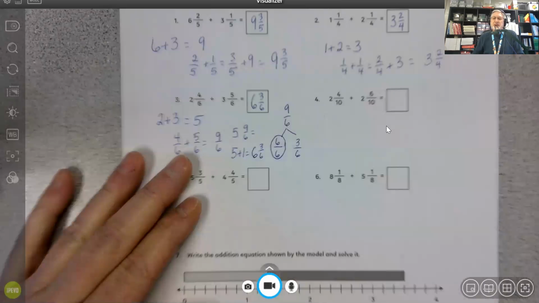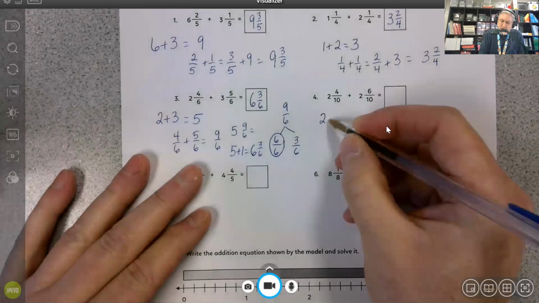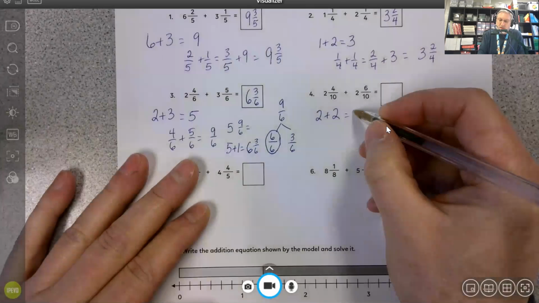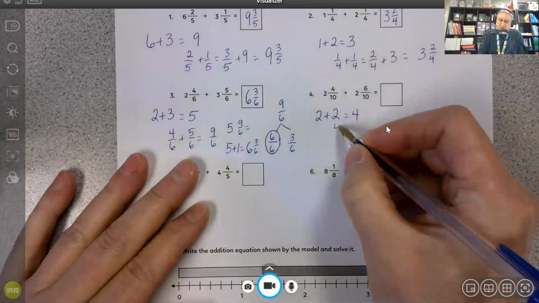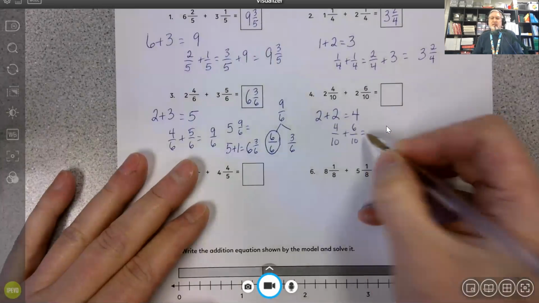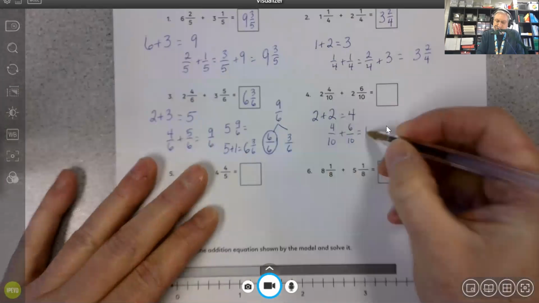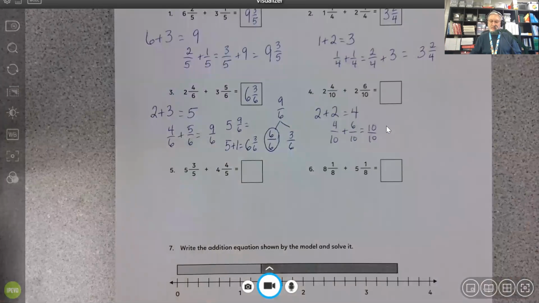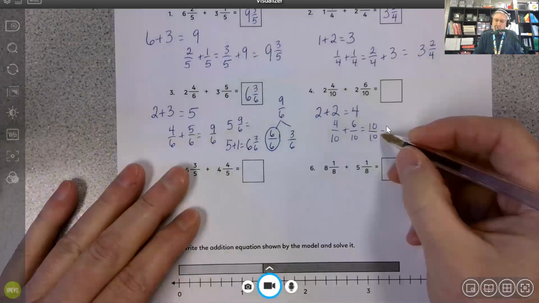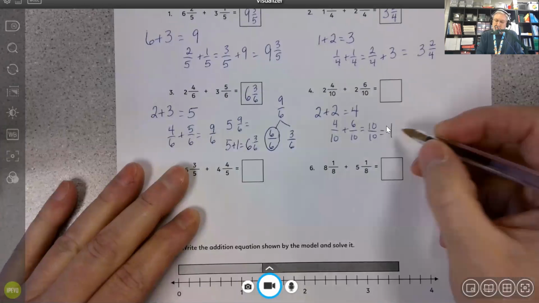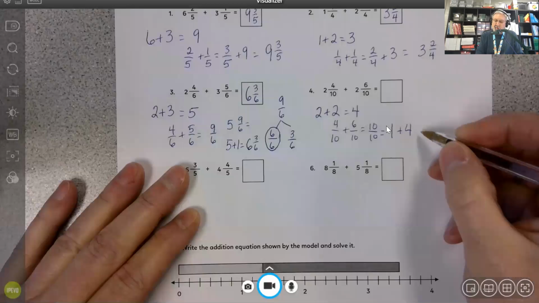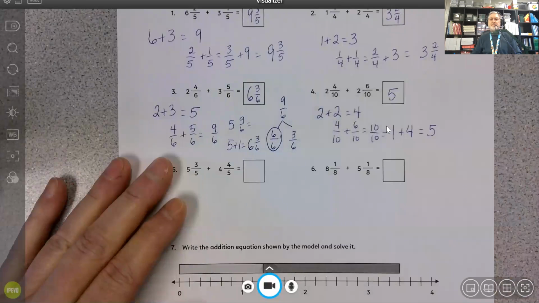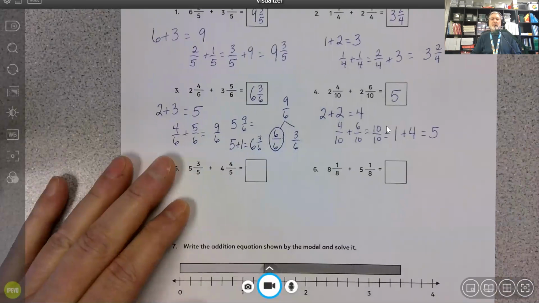In this next problem, it's 2 4/10 plus 2 6/10. I'm going to add my whole numbers. 2 plus 2 equals 4. Then I'm going to add 4/10 plus 6/10, and that should equal 10/10. Well, what does 10/10 equal? When my numerator is equal to my denominator, that equals 1 whole. So I can add my 1 whole to my 4 wholes, and that will give me the answer of 5. I'll slow down a little bit.